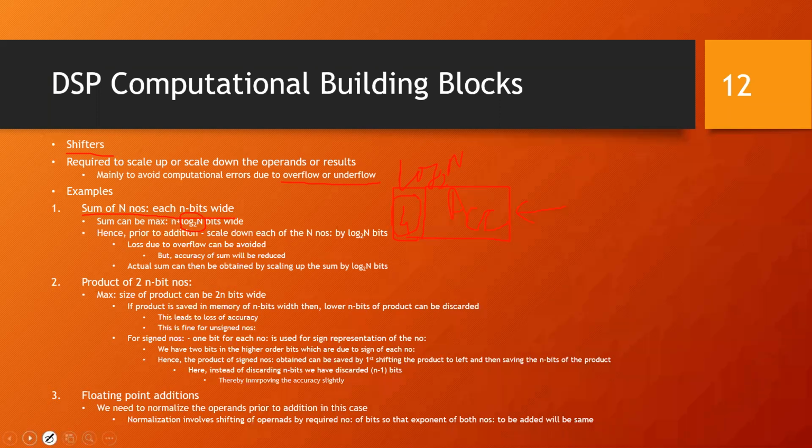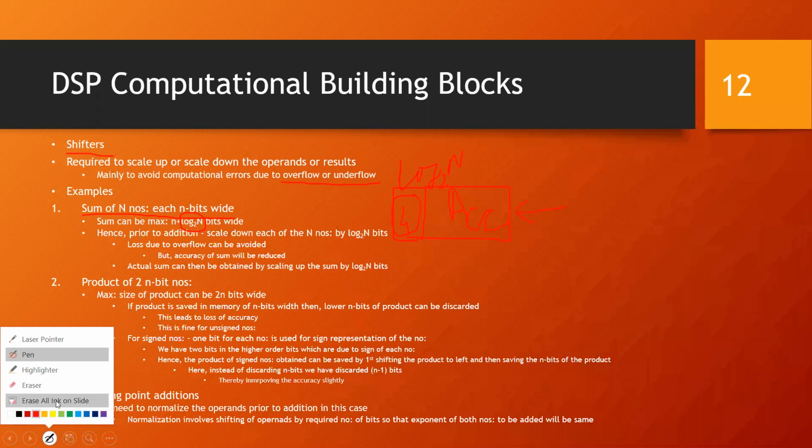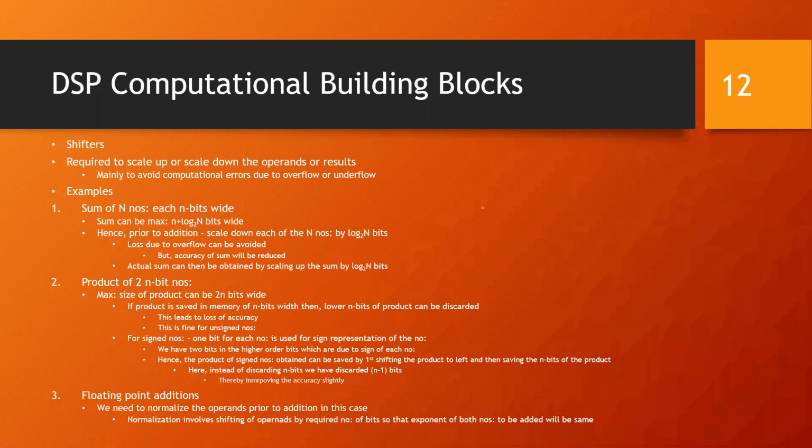Otherwise, what would happen is it might overflow. If you're adding positive numbers, it might overflow. If you're adding negative numbers, there might be a condition wherein you might reach a value which is smaller than the least negative number. So even those possibilities are there. So we should take care of these things.